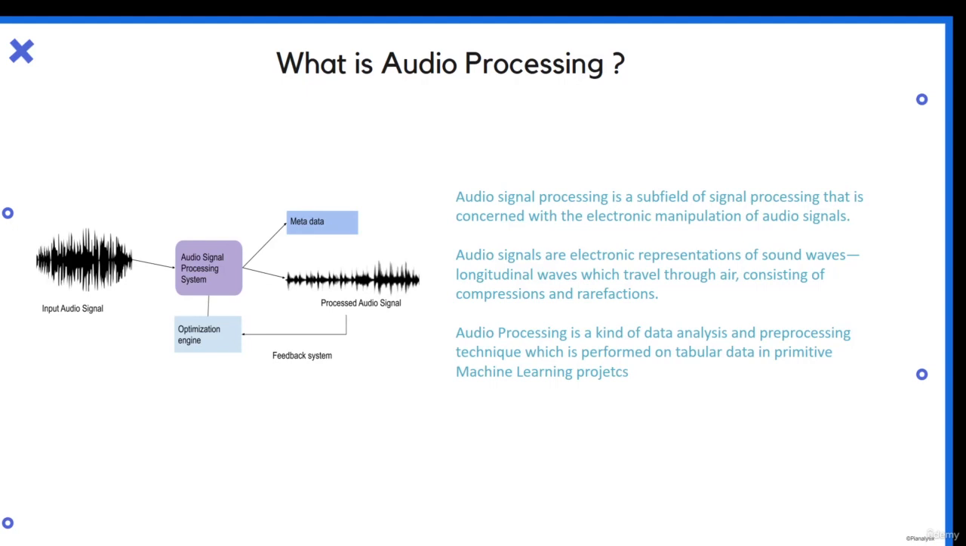Audio signals are the electronic representation of sound waves, longitudinal waves which travel through air consisting of compressions and rarefactions. As you might have heard in your 10th to 12th class sound chapters, audio signals are nothing but electronic representations of sound waves. So we'll be visualizing those sound waves. Audio processing is a kind of data analysis and pre-processing technique, similar to what is performed on tabular data in primitive machine learning projects, only here it is in the form of audio signals.